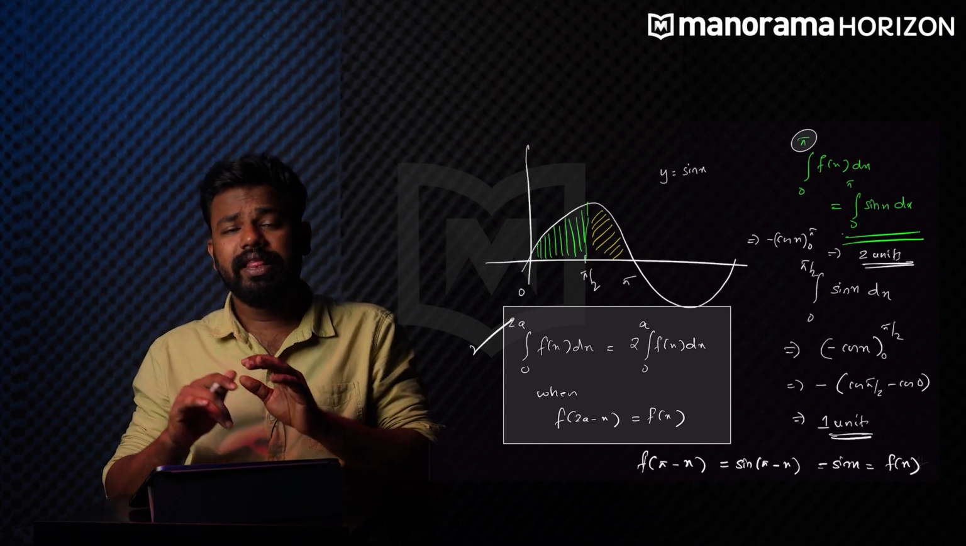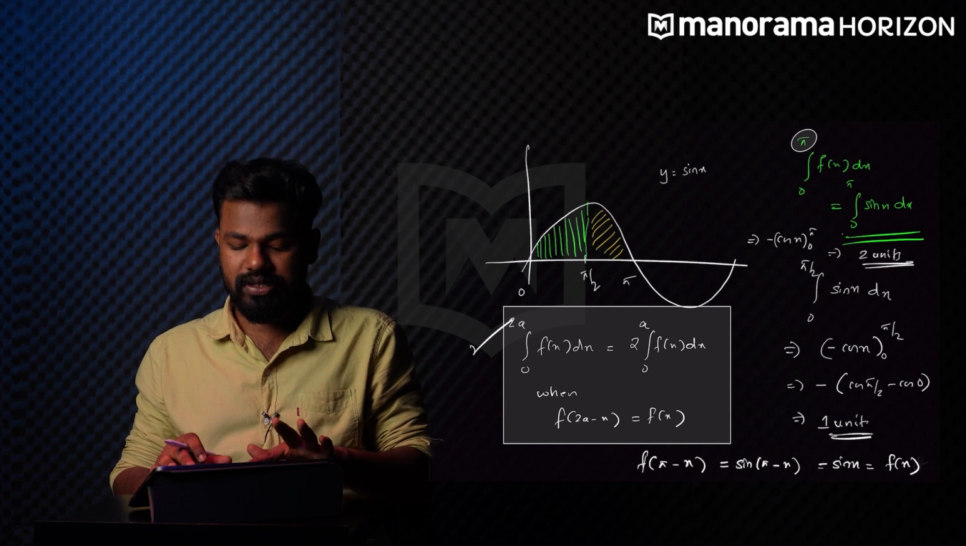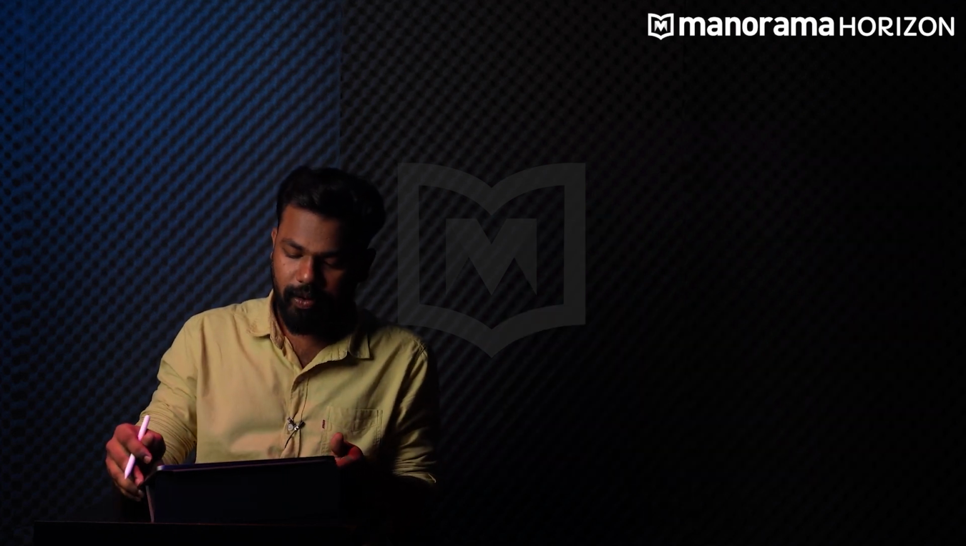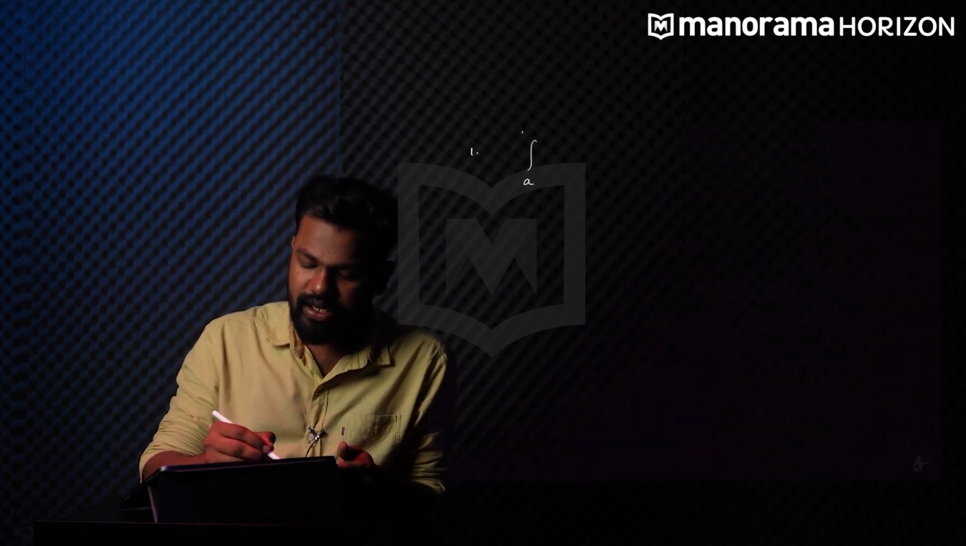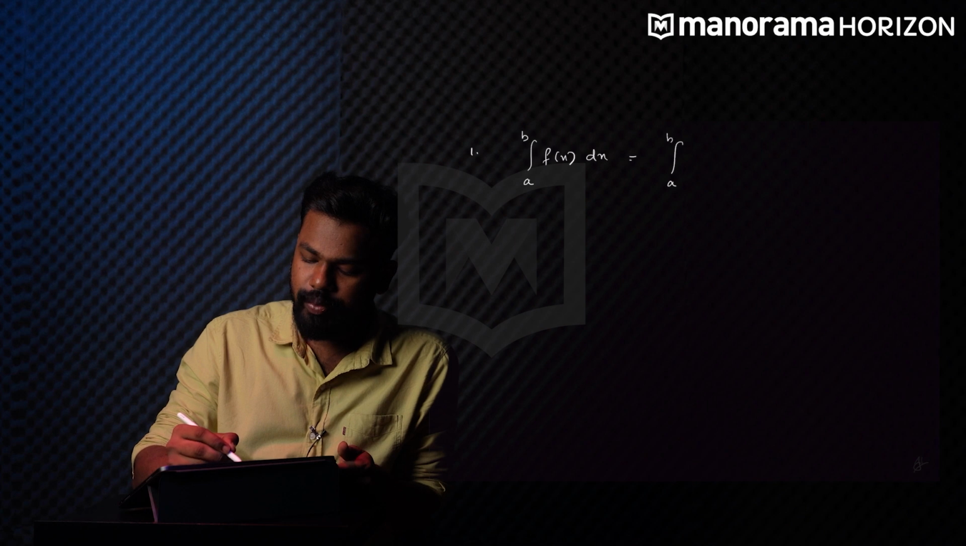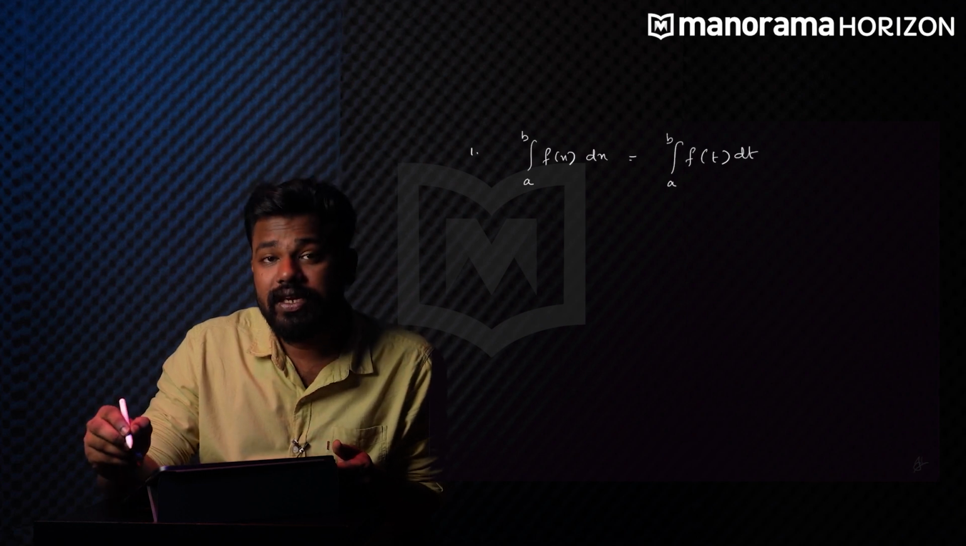Like this, there are many other properties which we can use in definite integrals. What are they? Let's look at each of the properties. The first property is that the integral from a to b of f of x dx, if I change the variable from x to t, can also be written as the integral from a to b of f of t dt. That will be the same.